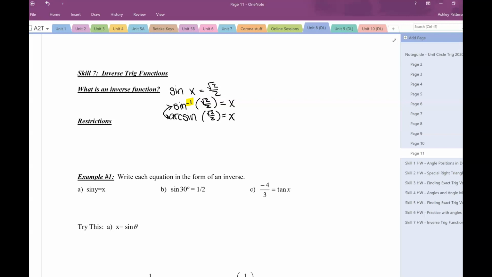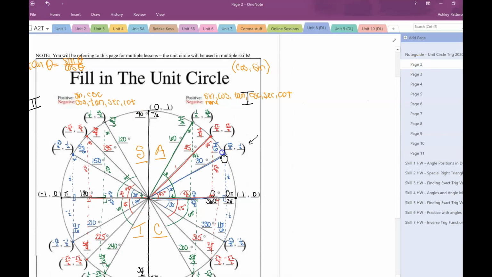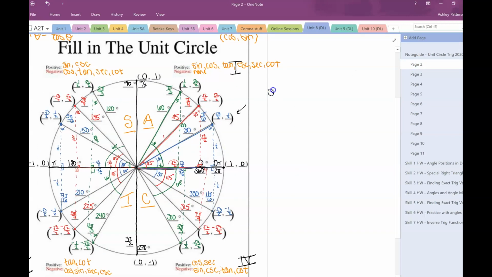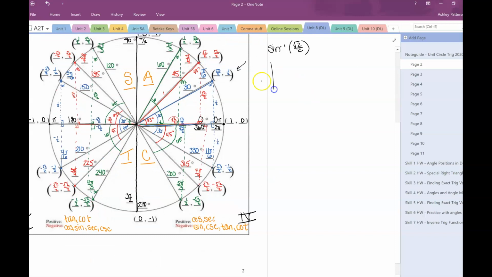So for this one, let's go to our unit circle. If I were to ask you the inverse sine of rad 2 over 2, we're thinking ASTC that you can see on the left-hand side, and it's the first and the second quadrant for a positive value of sine. So if I take the inverse sine of rad 2 over 2, I'm going to say, oh yeah, it's 45 degrees. But I'm also going to say that it's 135.